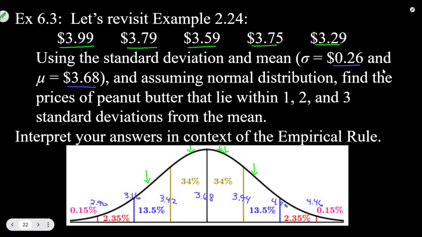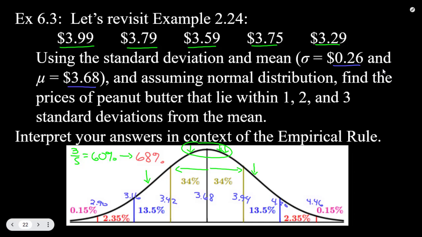So why are we looking at this? Well, if we interpret our answers in the context of the empirical rule here, notice that 3 out of our 5 values, 3/5, are within 1 standard deviation to the right and 1 standard deviation to the left. Well, 3/5 is 60%. According to the empirical rule, we should have 68% in that range. So that's pretty reasonable, isn't it? If 60% of those 5 numbers are in that range, that's pretty close to being what we would expect.